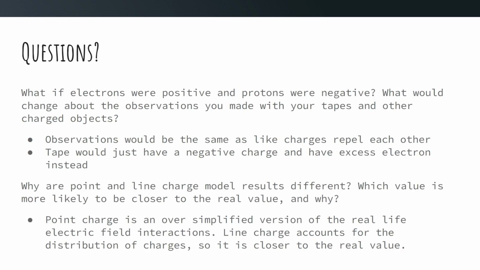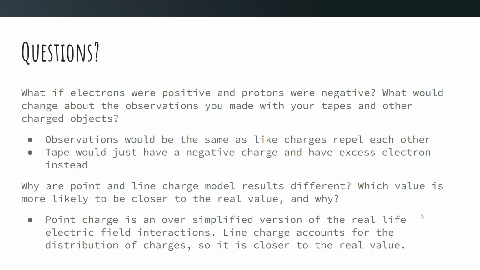So, what if electrons were positively charged and protons were negative? What would change about the observations you made with your tapes and other charged objects? The observations would be the same, as like charges repel each other. The tape would just have a negative charge instead and have an excess of electrons instead of too much of the other.